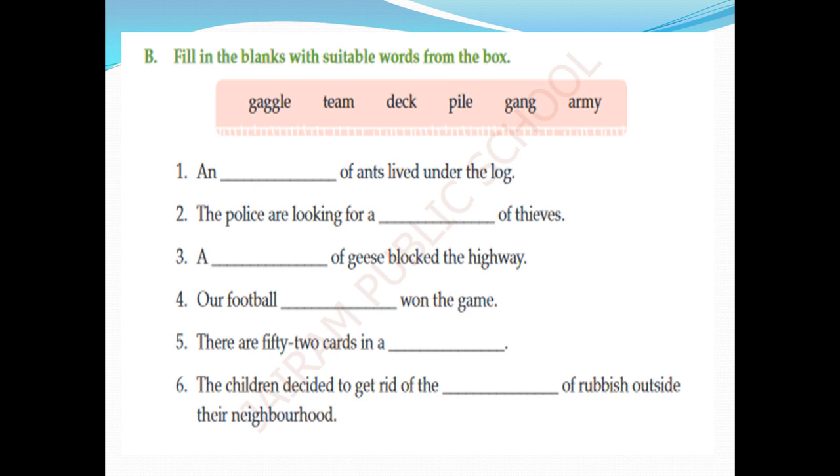For a better understanding, let us have one more worksheet here. Let us apply our understanding. Fill in the blanks with suitable words from the box. Here are the words in correct order. We just fix them in the right place by understanding the meaning. A dash of ants lived under the log. A group of ants is called an army. The police are looking for a dash of thieves. A group of thieves is called a gang of thieves.